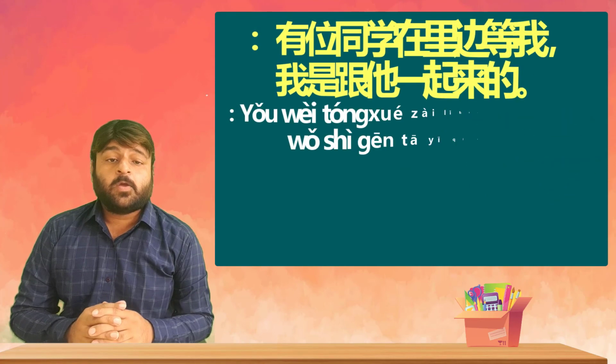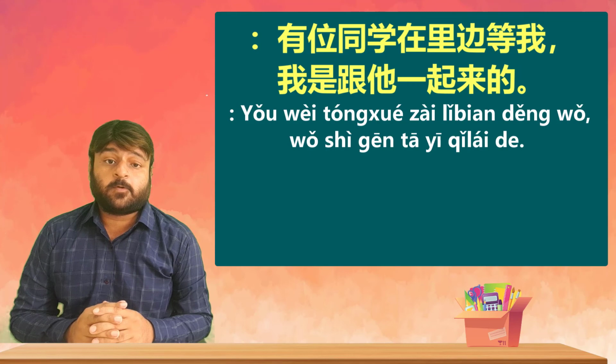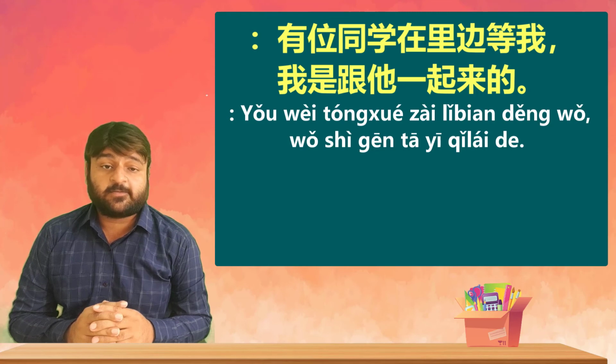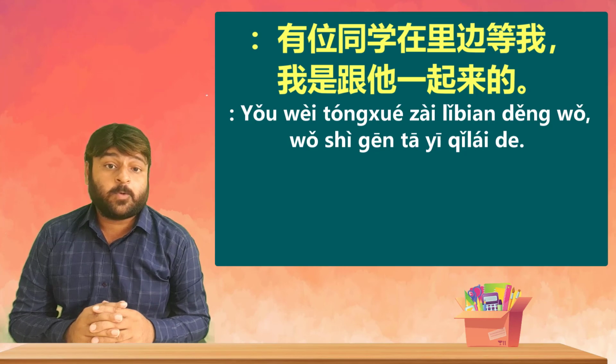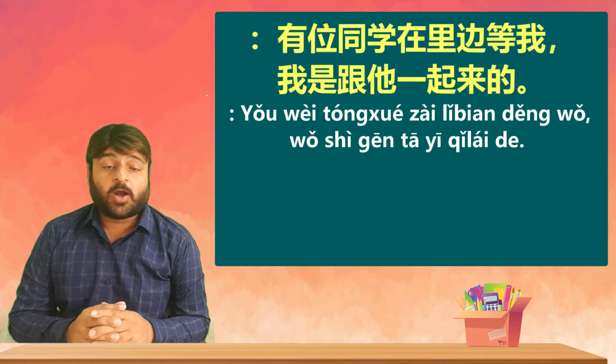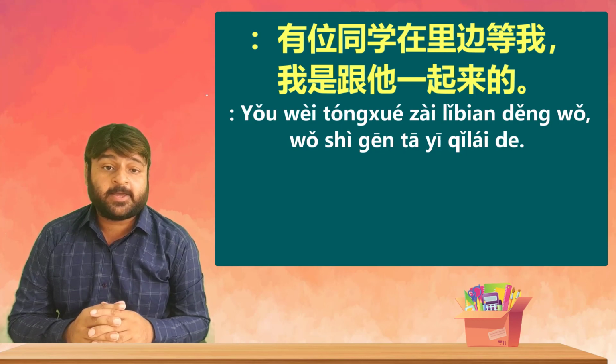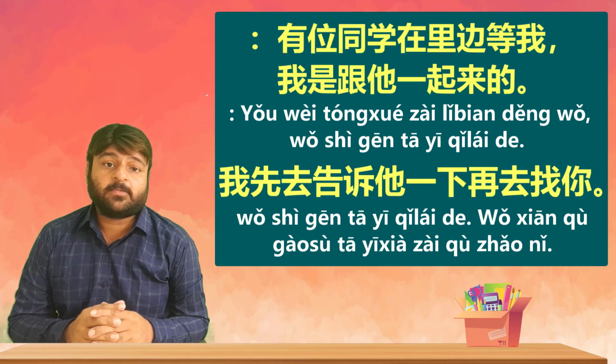Hansa then replies 有位同学 位 is a measure word for person, 同学 classmates. 有位同学 some of my classmates 在里边等我 里边 inside, 等 to wait, 我 me. Some of my classmates are waiting for me inside. 我是跟他一起来的。I came together with them. 我先去告诉他一下。先 is first, 告诉 to tell, 一下 a bit. I will first inform them.